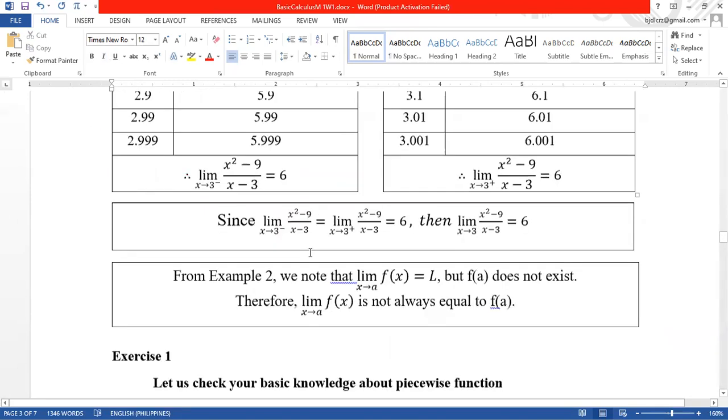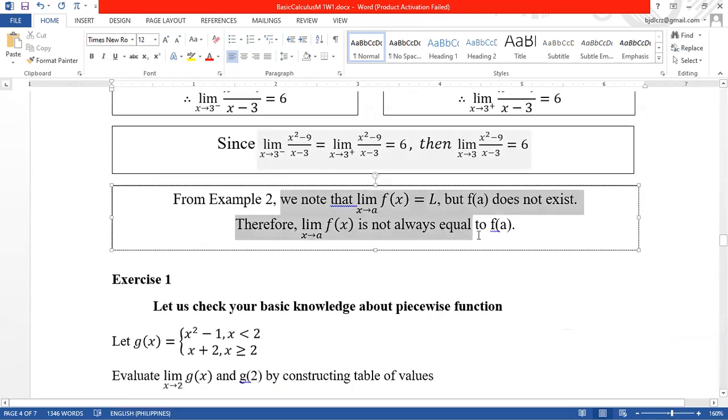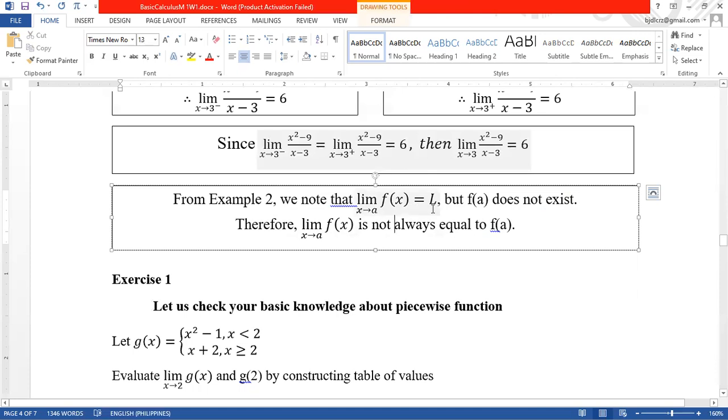So mao na i-take note ninyo nga ang ato ang limit of f of x as x approaches a is equal to L, but f of a does not exist. Therefore, the limit of f of x as x approaches a is not always equal to f of a. Always remember that one. Dili gud siya always equal.